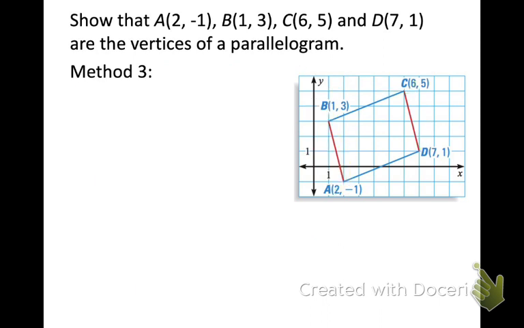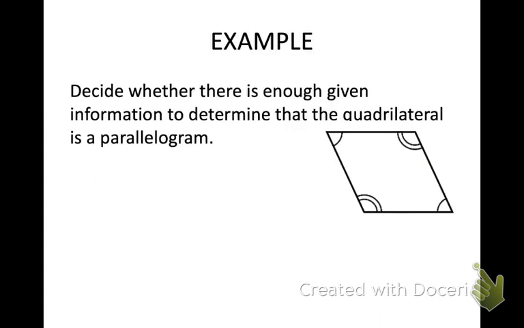Let's see if we can identify all the theorems. Do we have enough information to say that this is a parallelogram, yes or no? Yes. Why? Opposite angles congruent. Opposite angles are congruent. Good. So yes, opposite angles are congruent. Yes. Same thing. Yes, opposite angles congruent. This is a no. All right, number 2.